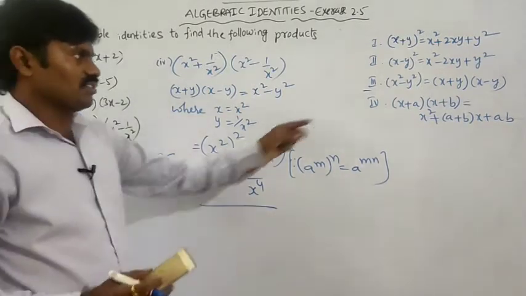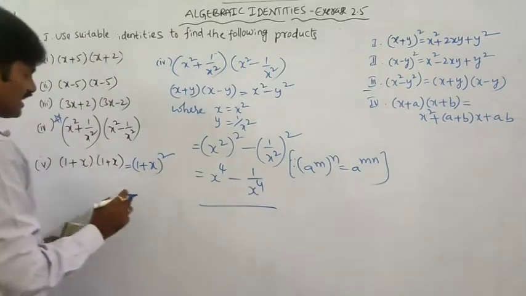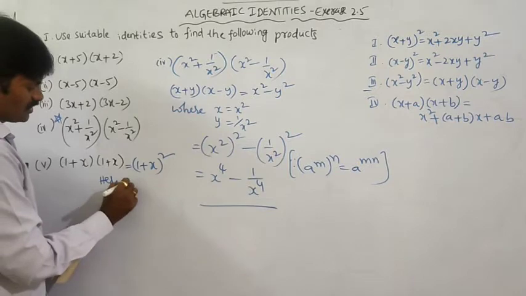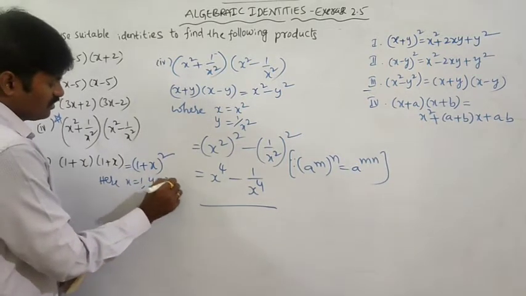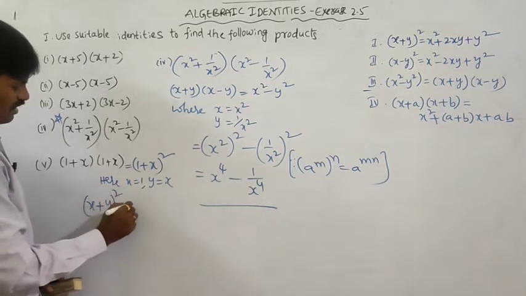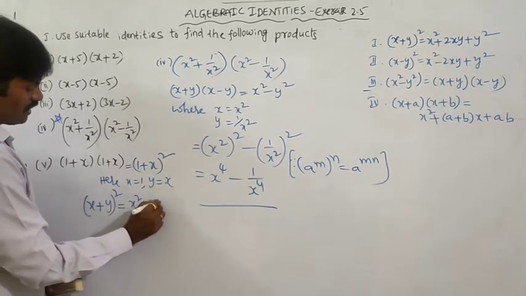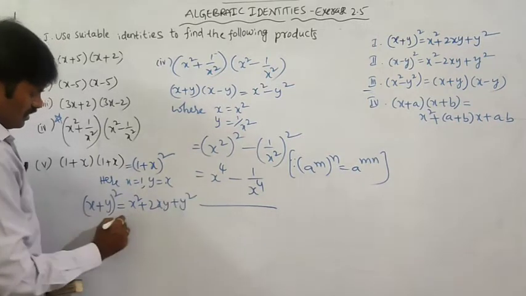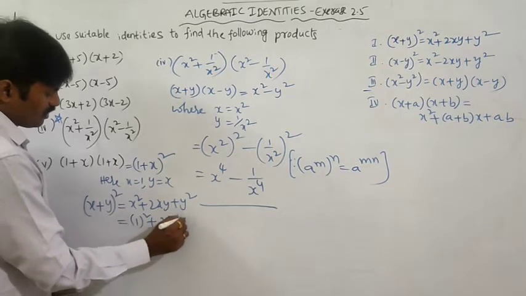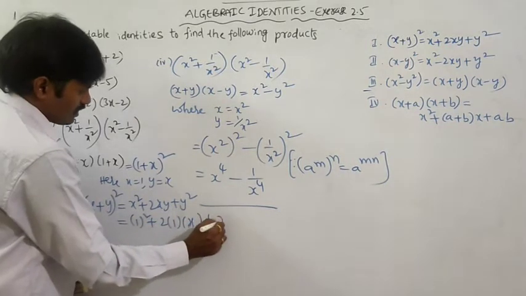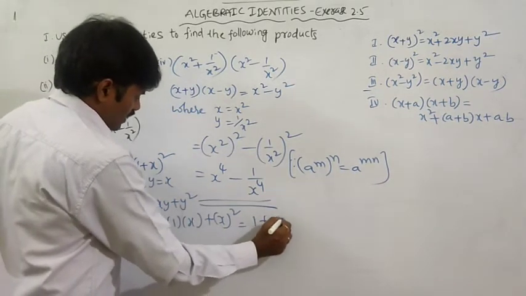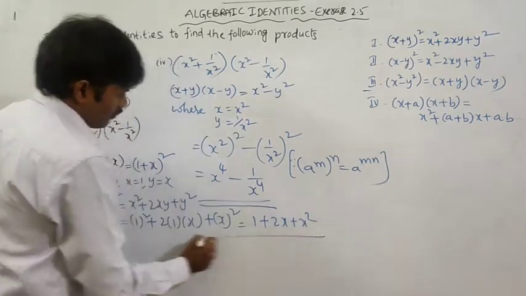Now what is the suitable identity among these four? Yes, that is the first identity, (x plus y) whole square. Here x is equal to how much? 1, and y is equal to x. Now what is the formula for this suitable identity? x square plus 2xy plus y square. Here x square means 1 square, plus 2 into x value 1, y value x, plus y square means x square, that is equal to 1 plus 2x plus x square. This is the final product.